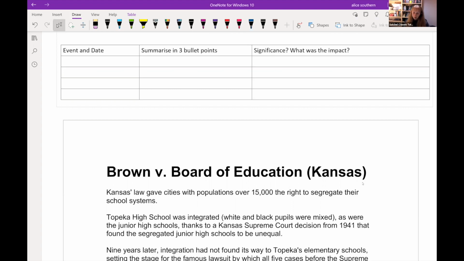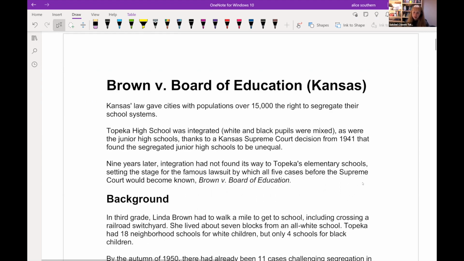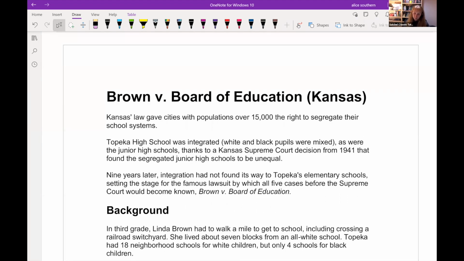Okay, so we're going to start with Brown versus Board of Education. Now, you may have heard this referred to. So this is in Kansas, and it's a lawsuit, and we'll see what it's about. So the Kansas law gave cities with population over 15,000 the right to segregate their school systems, which meant one school for Black children, one school for white children. They weren't allowed to attend the same schools.